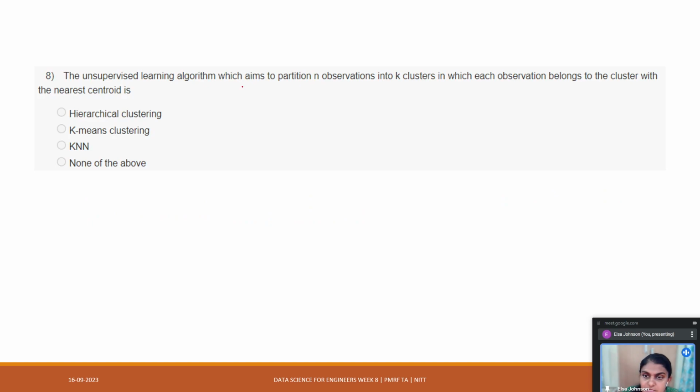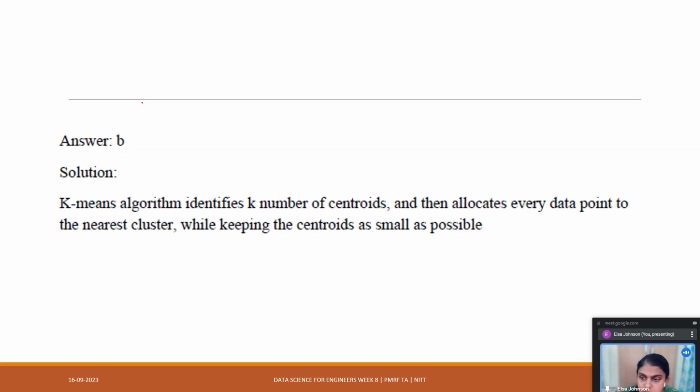The unsupervised learning algorithm which aims to partition n observations into k clusters, in which each observation belongs to the cluster with the nearest centroid, is A, B, C, D, any one of them. Okay, B. Yes. Okay, so the answer is B. The k-means algorithm identifies k number of centroids and then allocates every data point to the nearest cluster while keeping the centroids as small as possible.